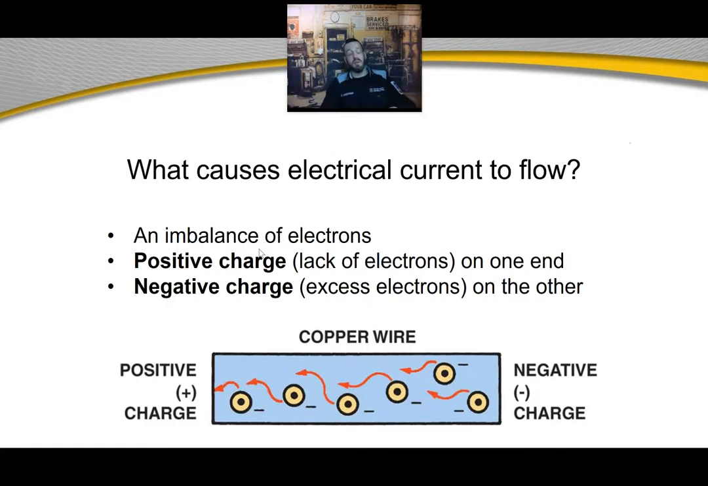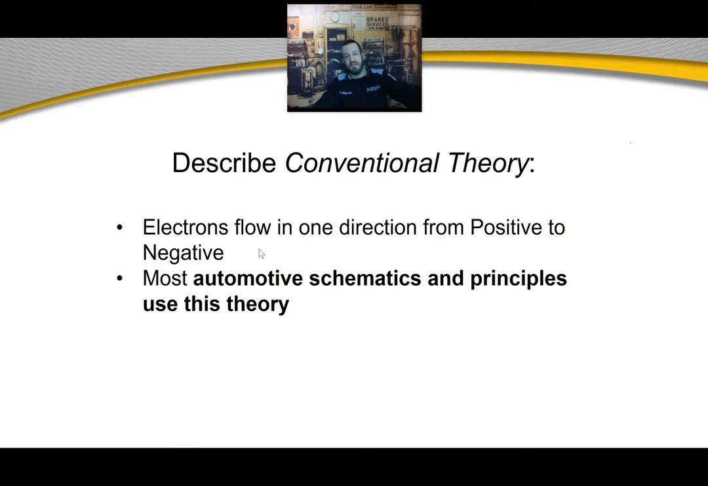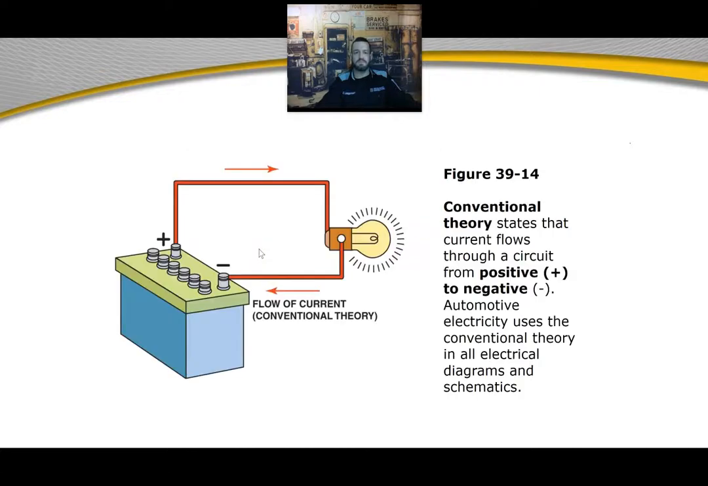And that's how all automotive systems are set up. You have negative ground, right? So the positive flows through whatever component to a ground and back to the negative battery, okay? That's the conventional theory. Electrons flow in one direction from positive to negative, okay? All automotive schematics that you guys are going to be dealing with use conventional theory, okay? Positive to negative, right? Negative ground.